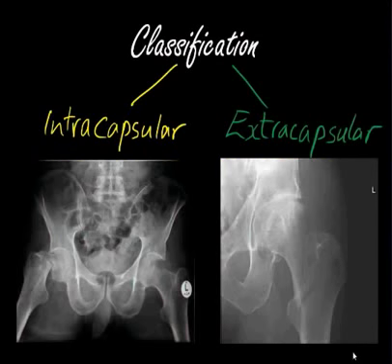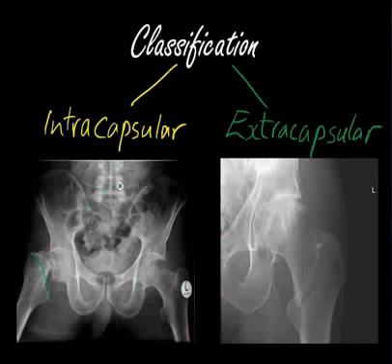Broadly speaking, hip fractures are classified as intracapsular or extracapsular, and being able to distinguish this is actually quite an important point, because the management is entirely different. If we take this intertrochanteric line of this hip, a fracture above this is considered as intracapsular. A fracture including this line or below is extracapsular.